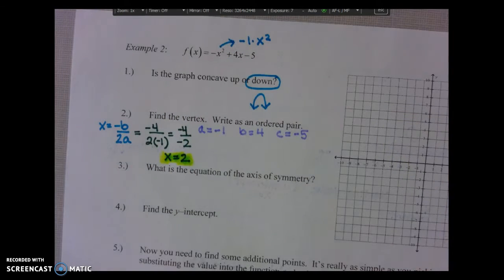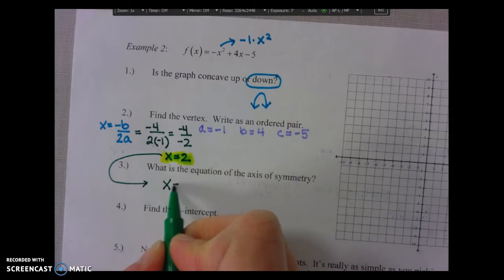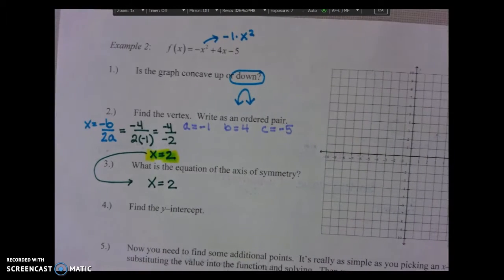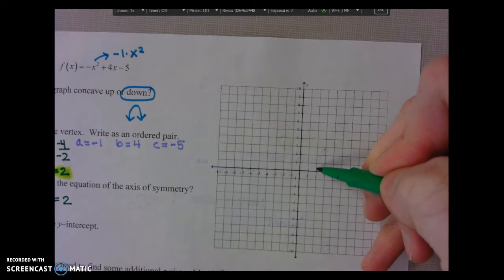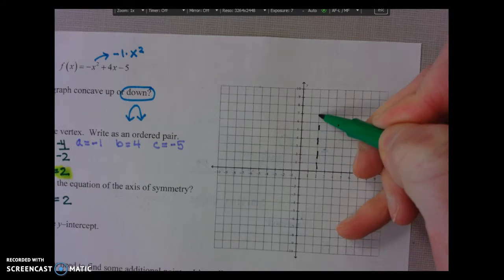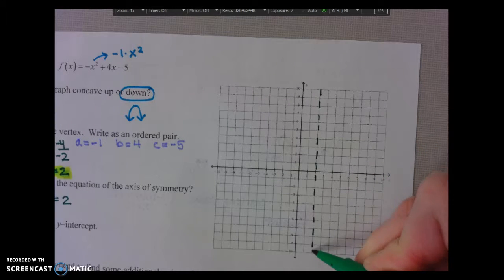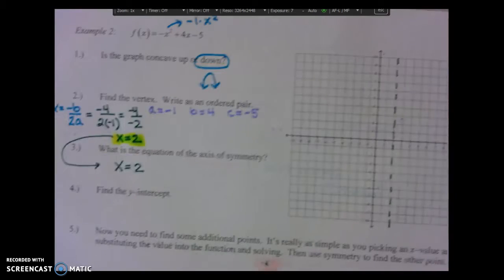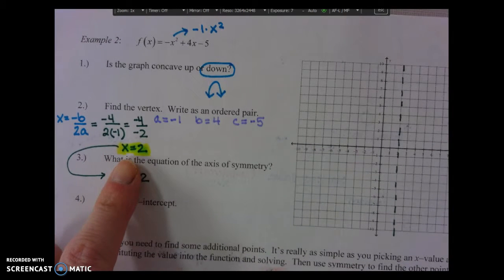It tells us the x value of our vertex. It also answers this next question. It's the equation of our line of symmetry, or our axis of symmetry. So I'm going to go over to the graph, and I'm going to draw this dashed line because I'm going to use the properties of symmetry later to plot a few more points. Now, this does not tell me where the vertex is. It just tells me where the line of symmetry is. To find the vertex, I'm going to have to play the game of substitution.